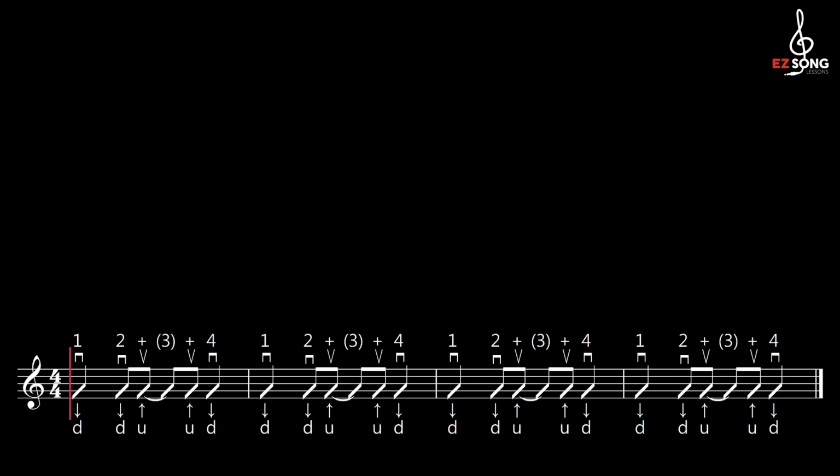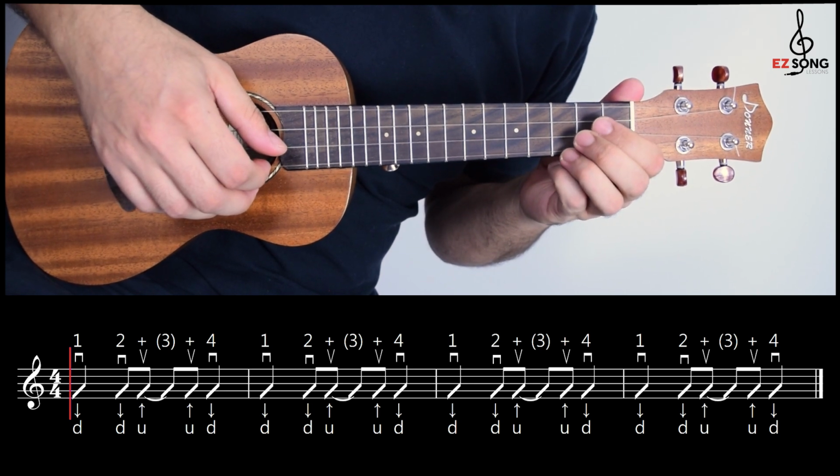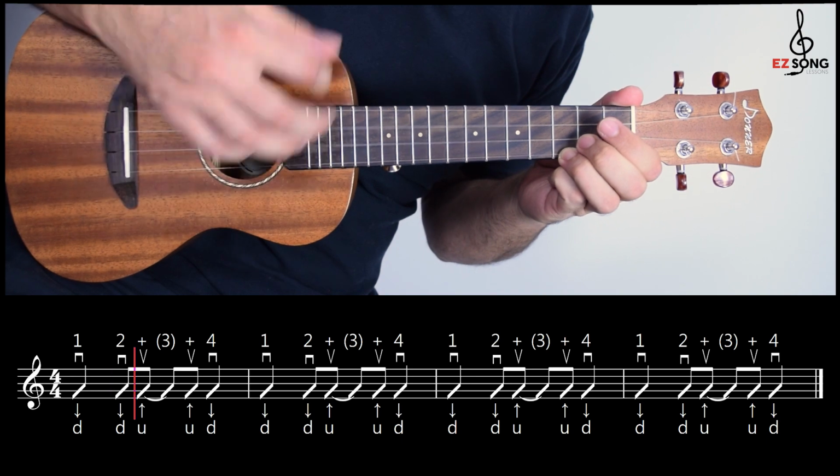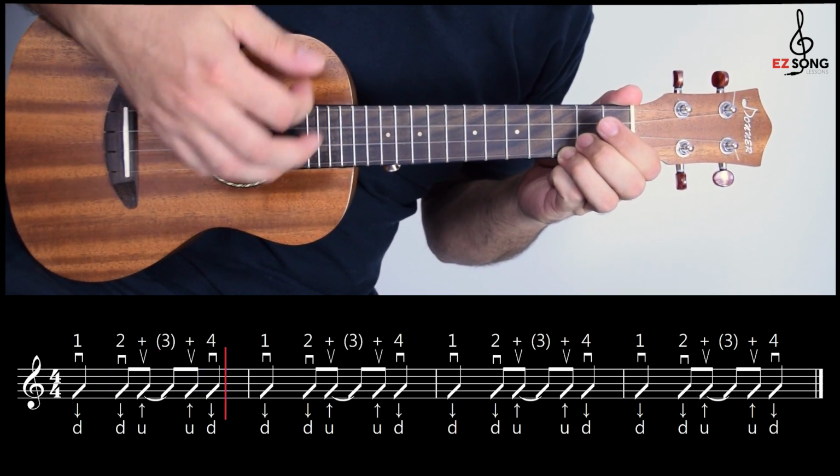Tip number 18. Use this rhythm to play I Don't Know My Name by Grace Vanderwaal. Add a 1 beat note at the end of the bar for the following pattern. 1, 2, 3, 4. 1, 2, and 3, and 4.